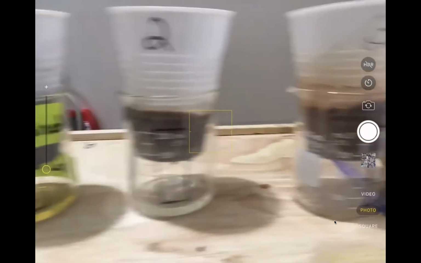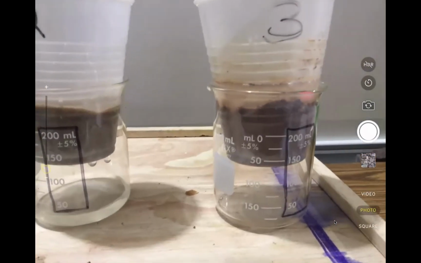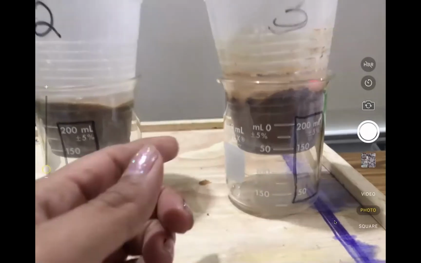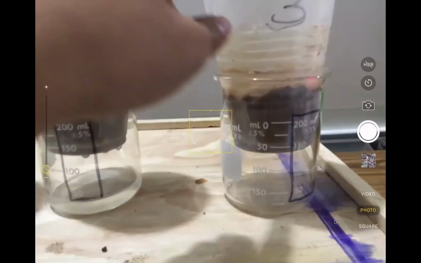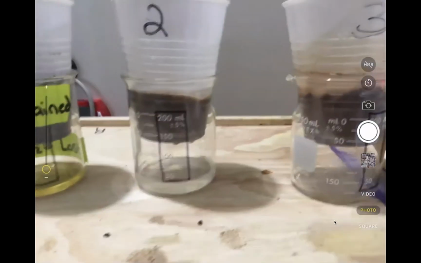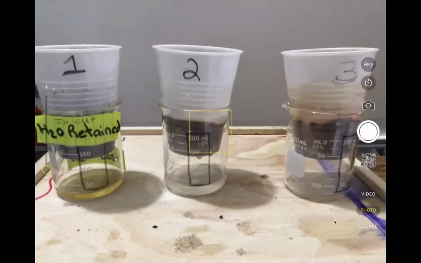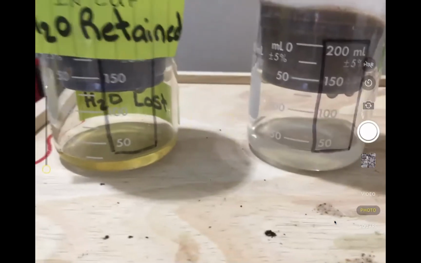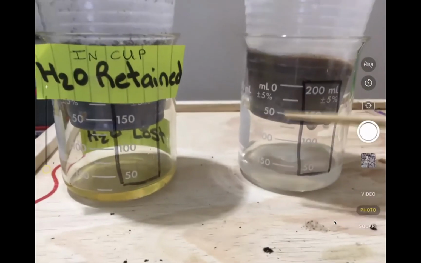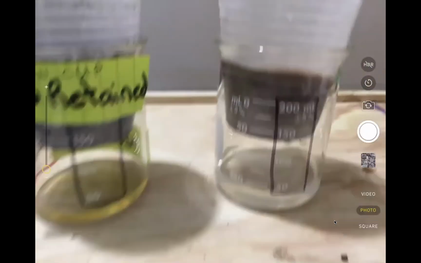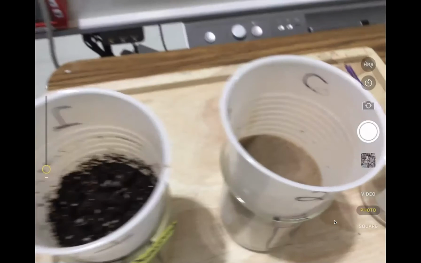Now let's take a look at the clay soil. I don't see any water loss. So that means that all the water that I dropped in here is still inside the soil. So it's being retained. So again, you can still see the soil that's losing the most water is sand, followed by loam, and then clay is last. So let's take a look at what it looks like when they're wet.